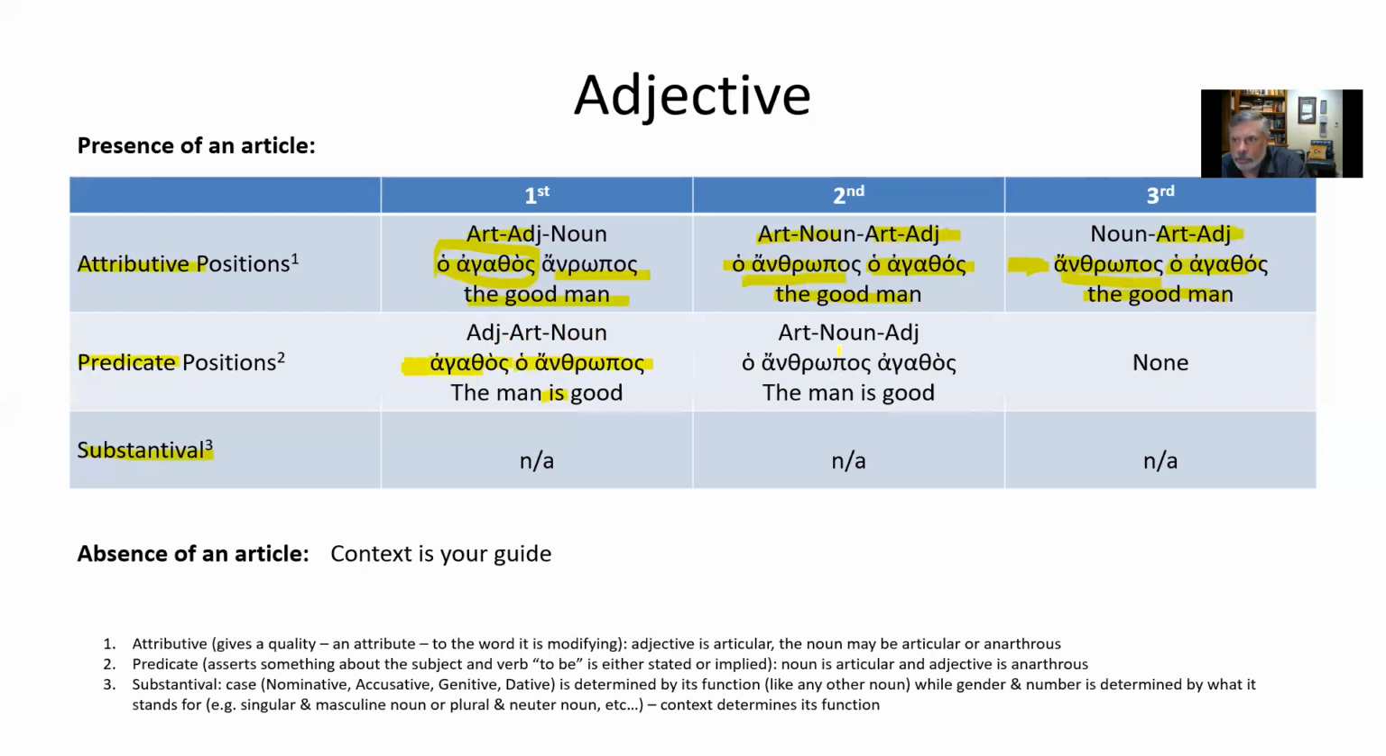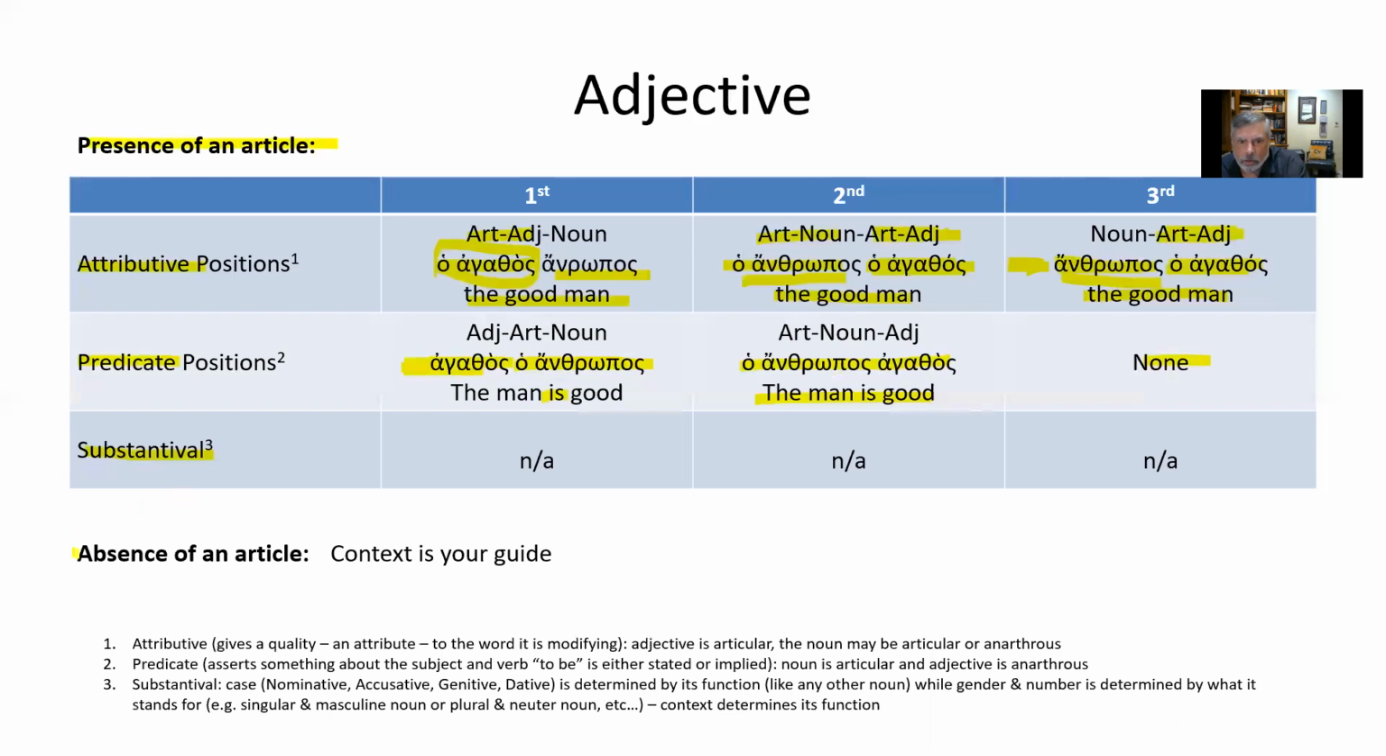That is a predicate position. Here we have the second position. Well, the second position is because the adjective comes second, after the noun it is modifying. But again, the article is with the noun and not with the adjective. So it is a predicate position. The man is good. There is no third position for a predicate. So that's how you would do it when there's an article present.